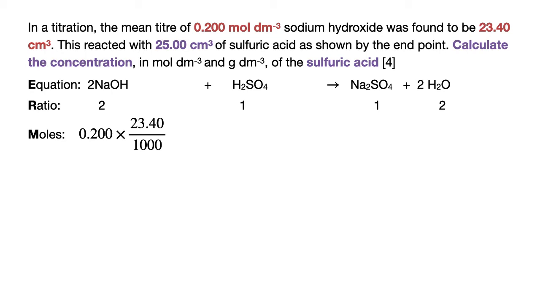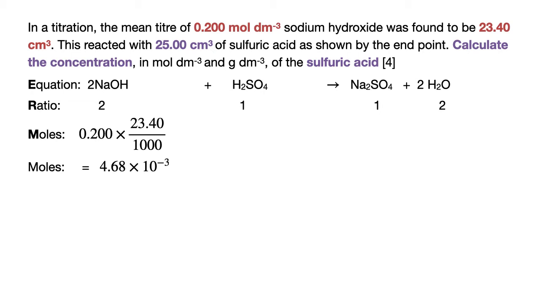Now, a handy tip at this point when using your calculator is to put brackets around the fraction, so that when you type in the 0.2 multiplied by 23.4 over 1,000, put a bracket before that and after that fraction, so that you get the right answer. And the moles of sodium hydroxide are 4.68 times 10 to the minus 3 moles. That's given to us in standard form.